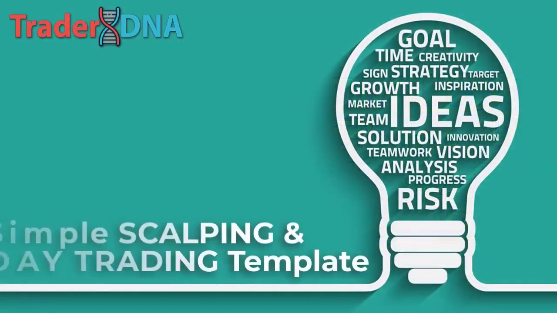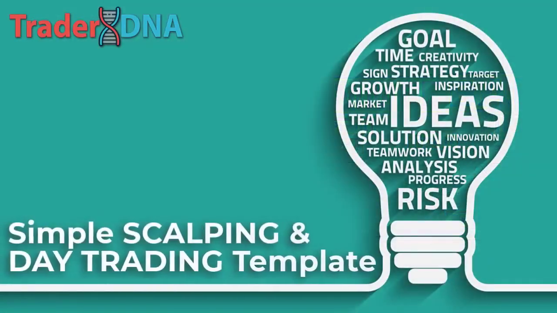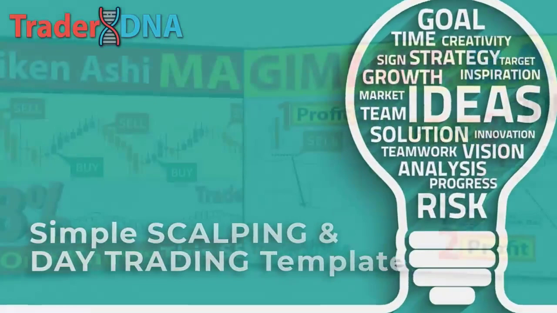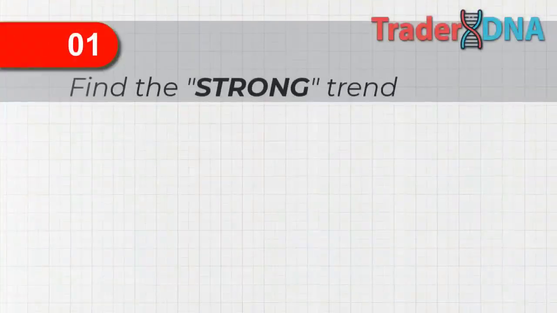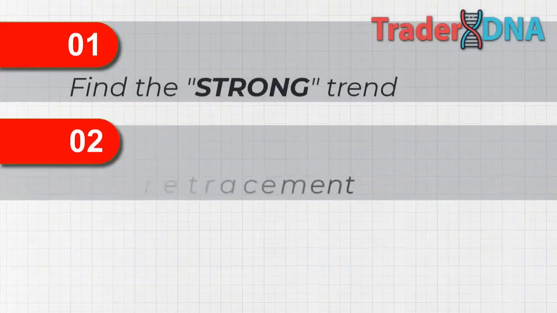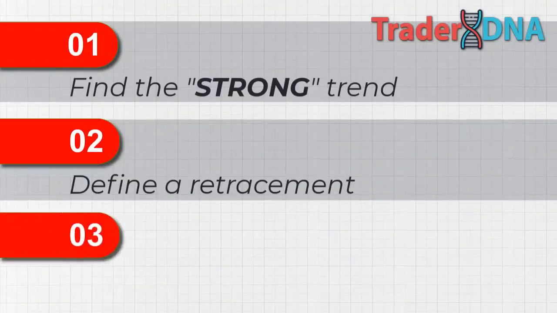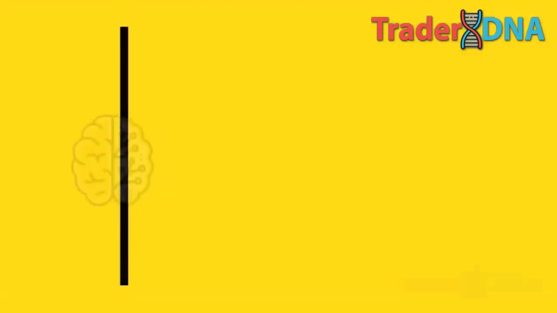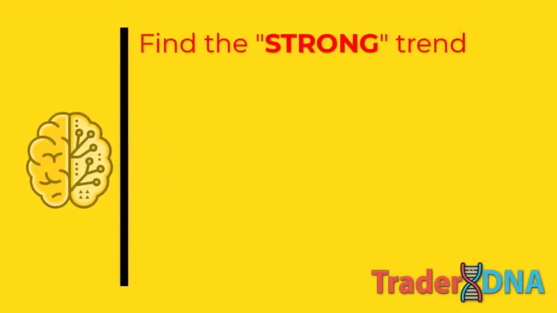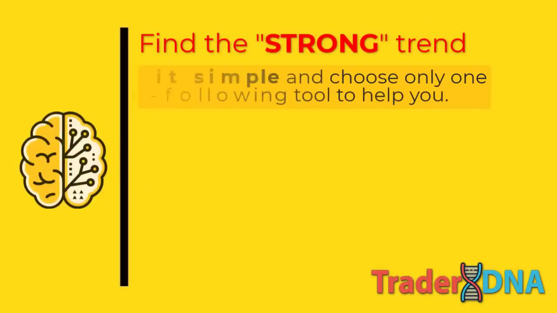Simple scalping and day trading template for trend pullbacks. This is a basic template. First, find the strong trend. Second, define a retracement. Third, establish your entry and exit rules. First, find the strong trend. Keep it simple and choose only one trend following tool to help you.